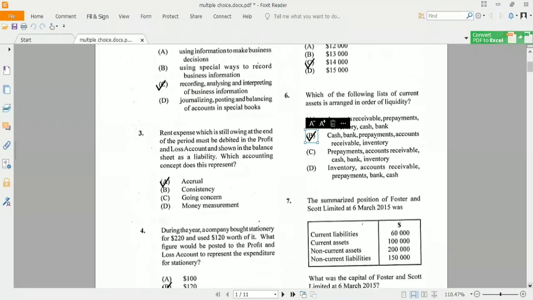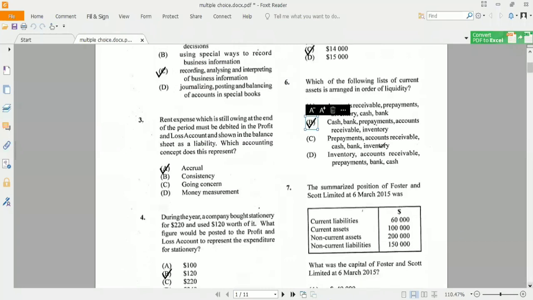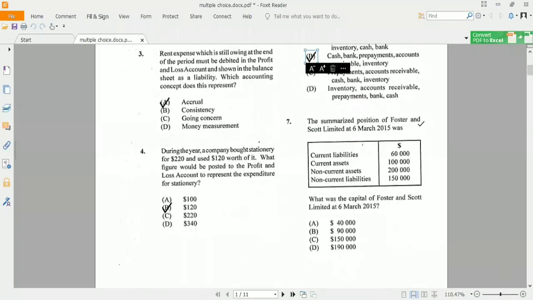Number 7. The summarized position of Foster and Scott Limited at March 6, 2015 was presented with current liabilities, current assets, non-current assets, and non-current liabilities. What is non-current assets? Fixed assets. Lovely, fixed assets. So we're presented with 4 items, and then we're asked, what was the capital of Foster and Scott Limited at March 6, 2015?